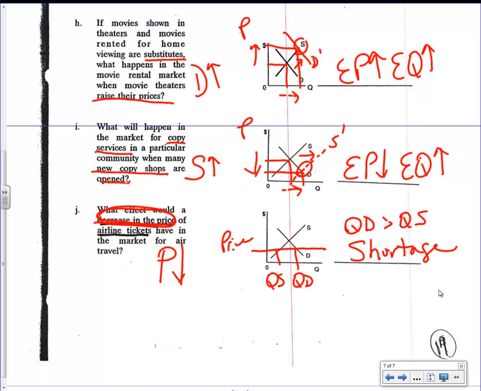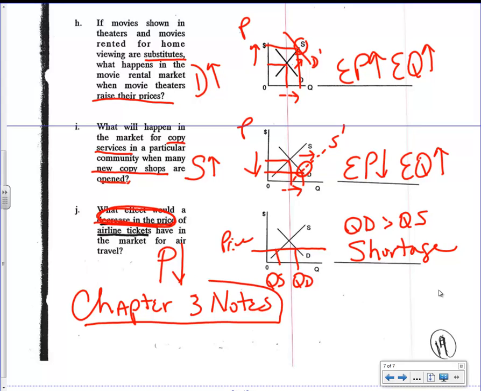So hopefully this will help you with Chapter 3. I know that it is the most difficult of the first 4 chapters. Please go back to my Chapter 3 notes that are on the web page. Please go back and review those intensely, and I think what we've done today will make a lot more sense to you once you look at those Chapter 3 notes.